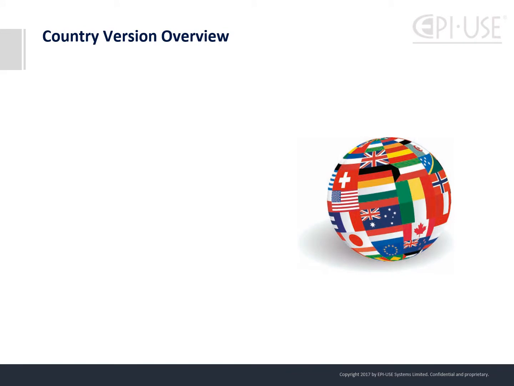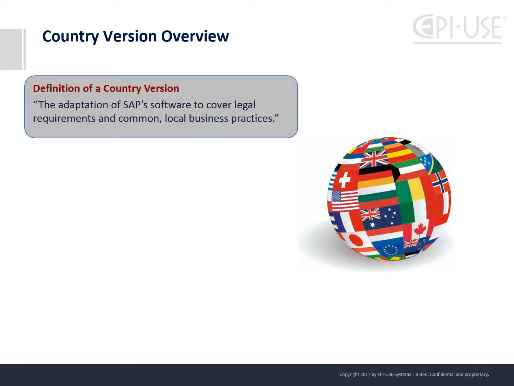Let's have a look at the country version overview. The definition of a country version: it's the adaptation of SAP software to cover legal requirements and common local business practices.